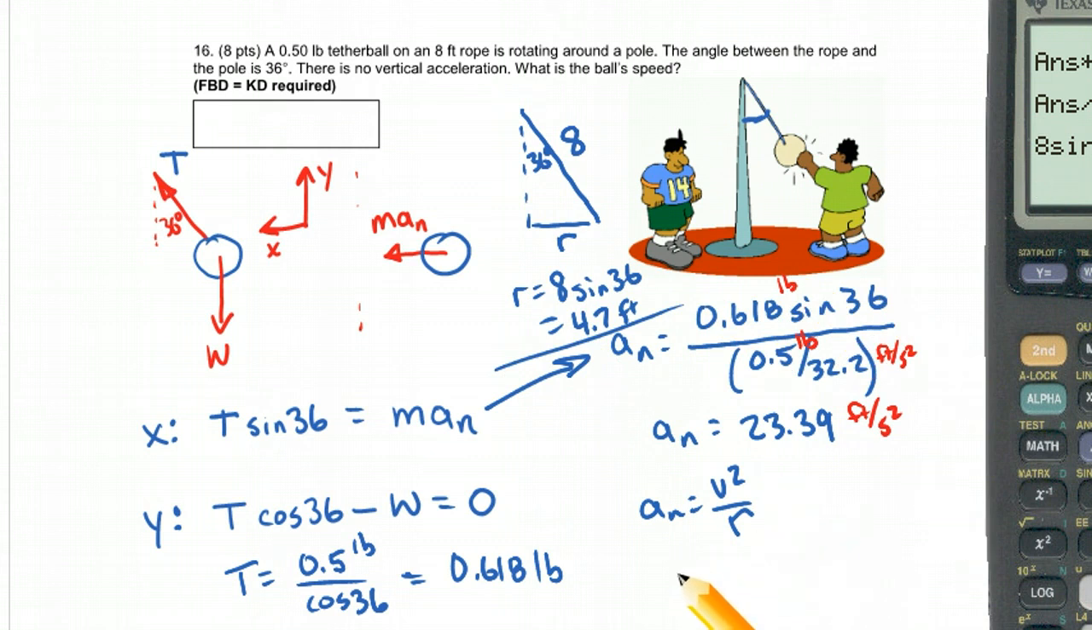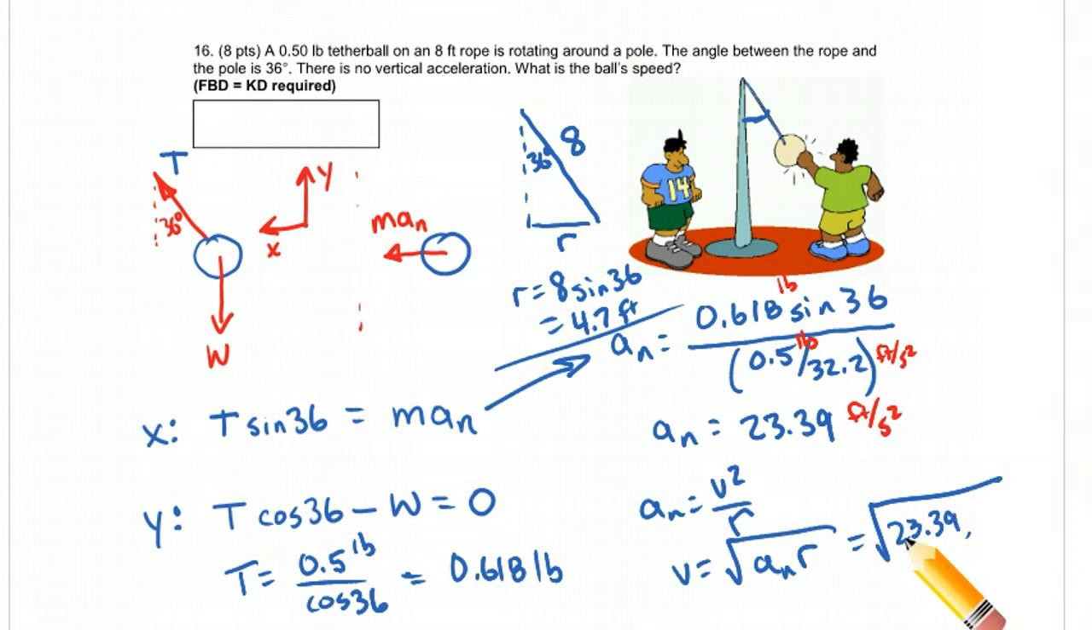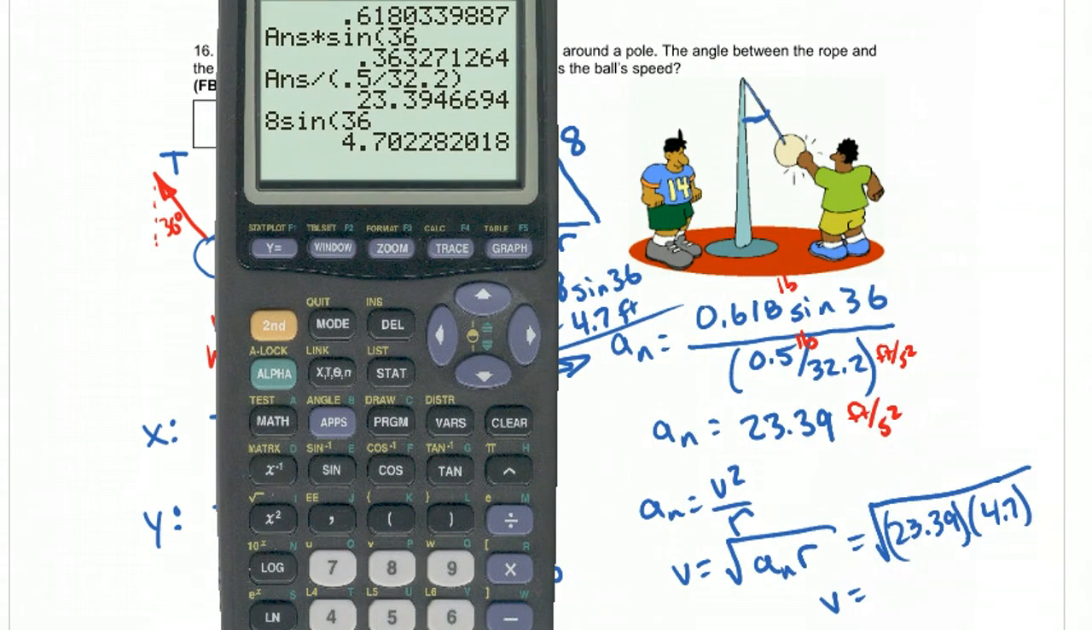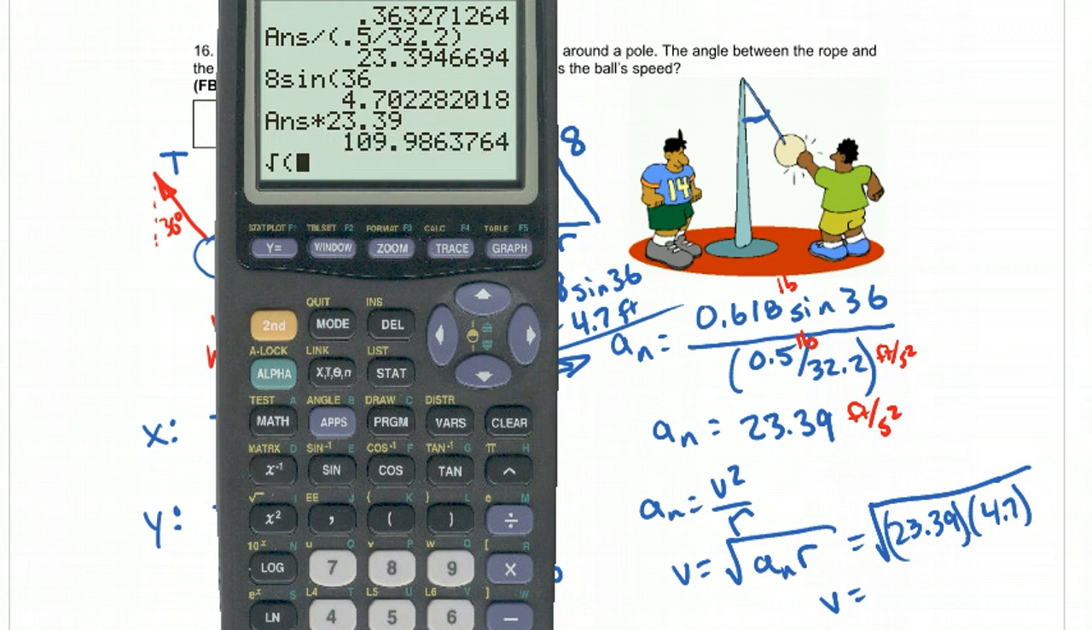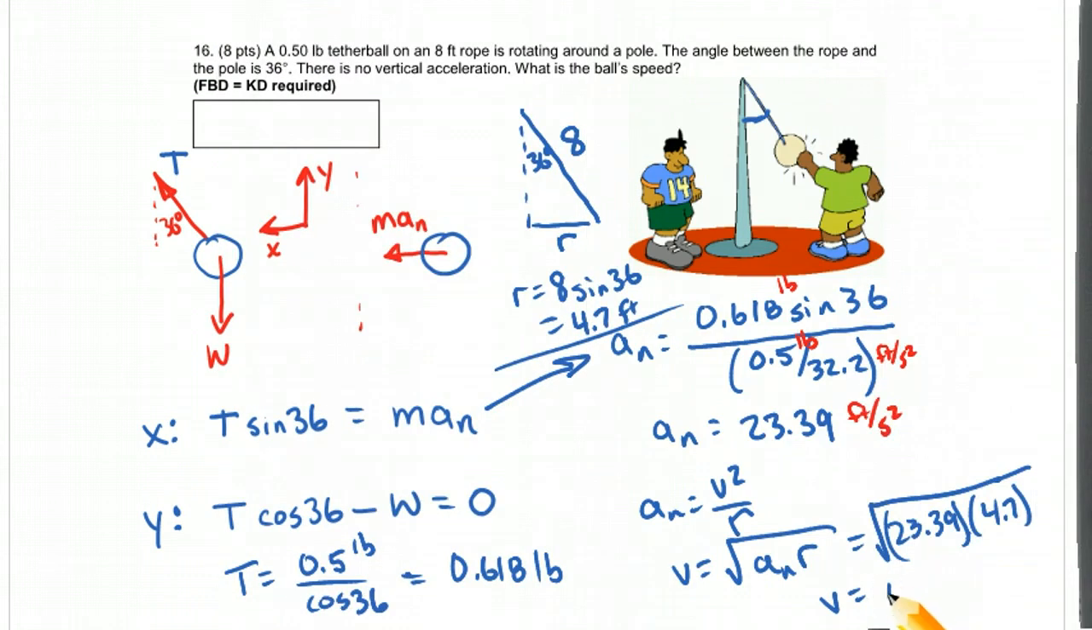Okay, so v is the square root of a sub n times r, which is equal to the square root of 23.39 times 4.7. 23.39 times 4.7, square root of that number: 10.48, about 10.5. Again, units.